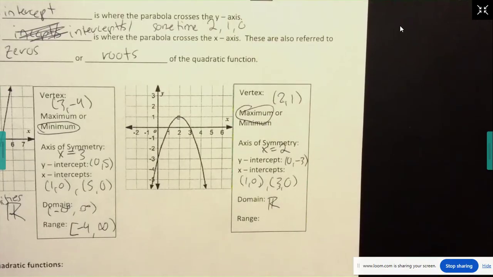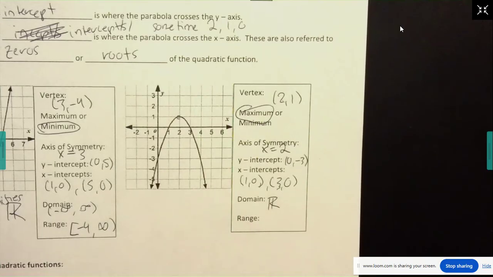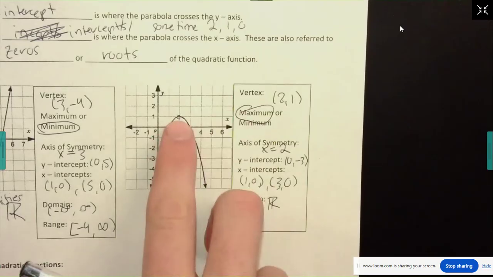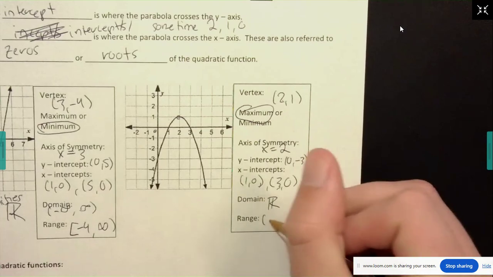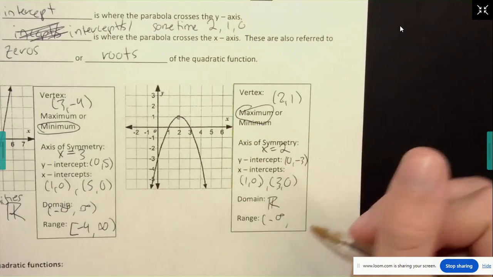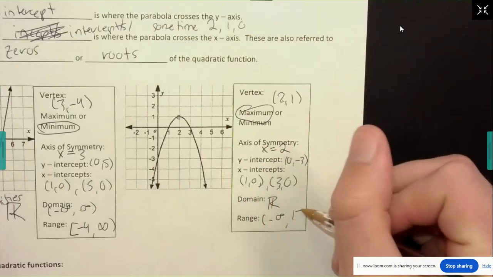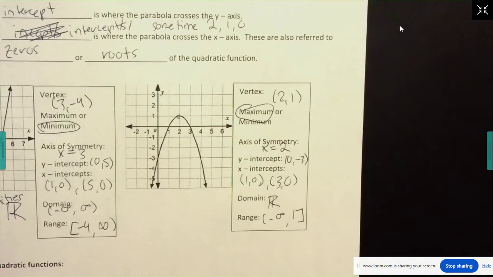And my range. Since these arrows go down, I start as low as you could possibly imagine, and then I go up to this point, and that's the highest I go. So my range goes from negative infinity, and I use a parenthesis because it's an infinity, and it goes up to a y value of 1. So I'll use the bracket next to the number.